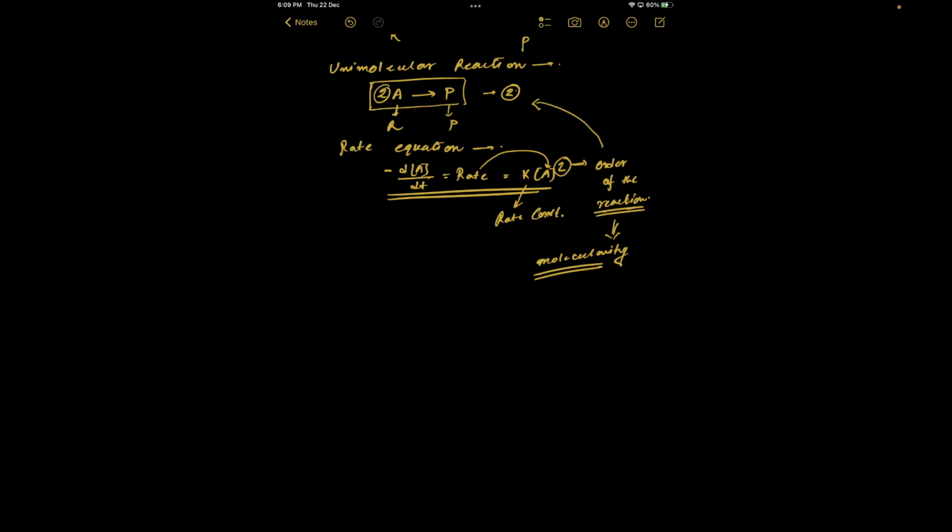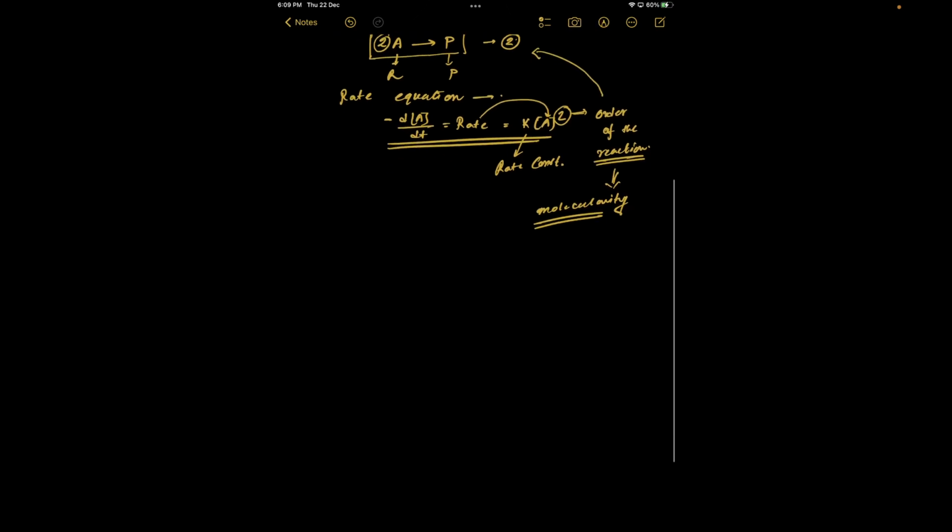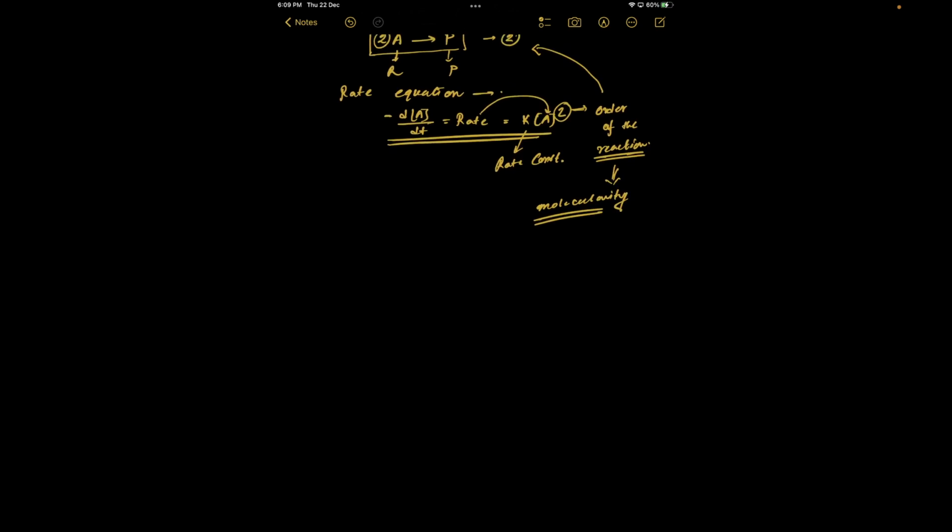So this is actually important. Second, you can talk about the bimolecular reaction, trimolecular reaction, like this. Bimolecular reaction means 2 types of molecules are interacting with each other or participating to form the product molecules, like A plus B to product P. So this is a bimolecular reaction.